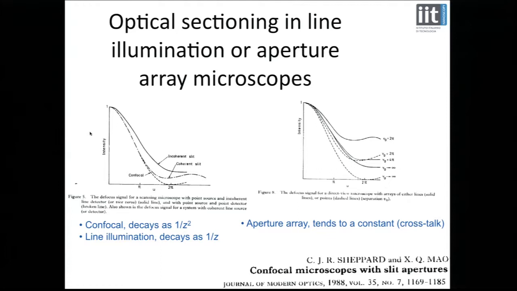It decays a little and then it plateaus. I mention it here specifically. In confocal, this optical sectioning decays as 1/z². With a slit, line illumination and a slit, it decays as 1/z, right? And you all remember from mathematics that if you integrate 1/z from minus infinity to plus infinity, it diverges. Whereas if you integrate 1/z², it doesn't, right? So the line illumination with a slit is limited to how thick the sample can be for that reason.